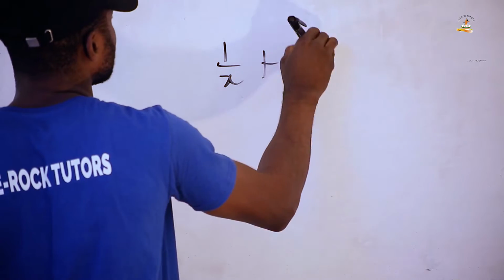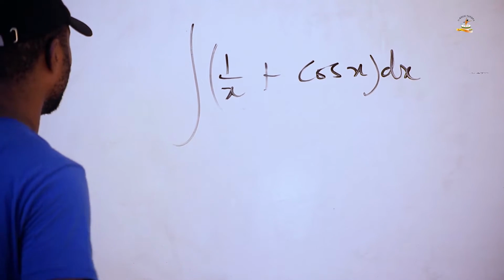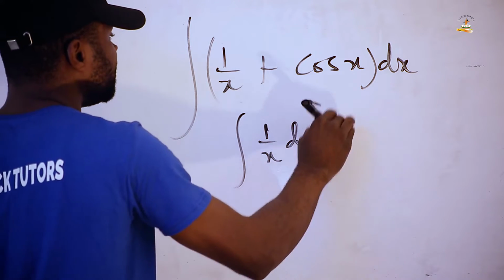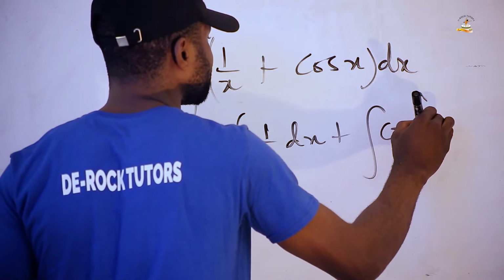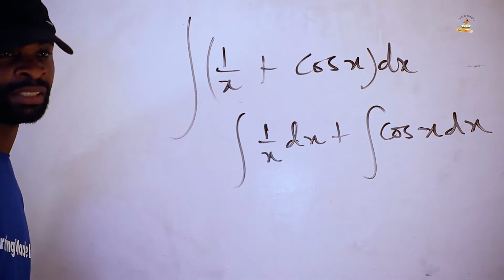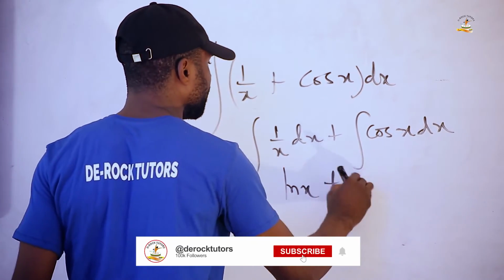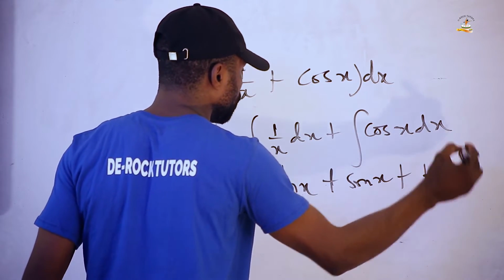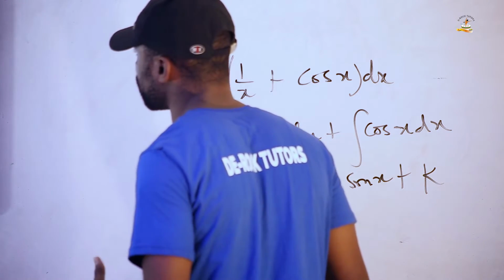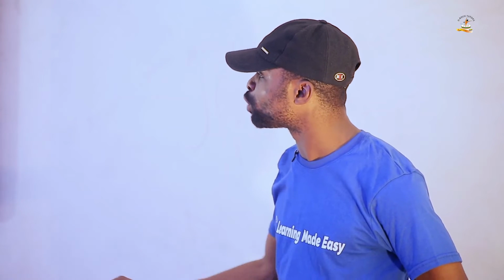1 over x plus cos x is another indefinite integral because it is not bounded below, neither is it bounded above. We integrate the individual terms: the integral of 1 over x dx plus the integral of cos x dx. Whenever you integrate the reciprocal of x, you have ln x. Then if you integrate cos x, what you have straight away is sin x. Then we add the constant of integration, which can either be k or c. So in this case, the correct option is found. We are moving to the next question, which is question number 24.